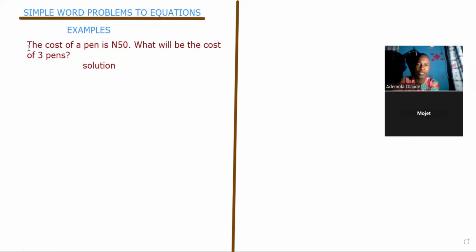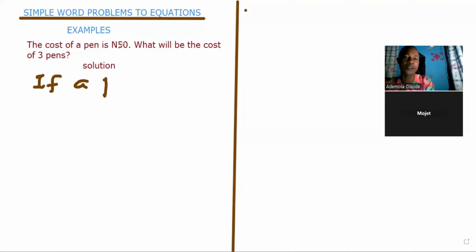Want to interpret it, they said the cost of a pen, 1 pen, you can buy it for 50 naira. And they ask you, what will be the cost of 3 pens? If 1 pen goes for 50 naira, how much are you going to get for 3 pens? So what are you going to do? What operation are you using? Is it plus, minus, or what do you use?